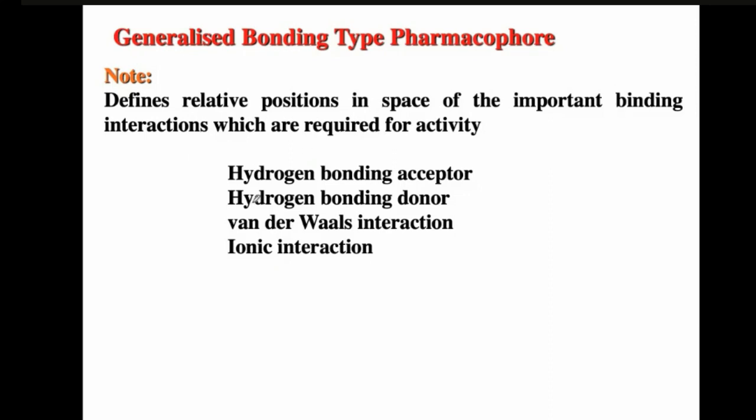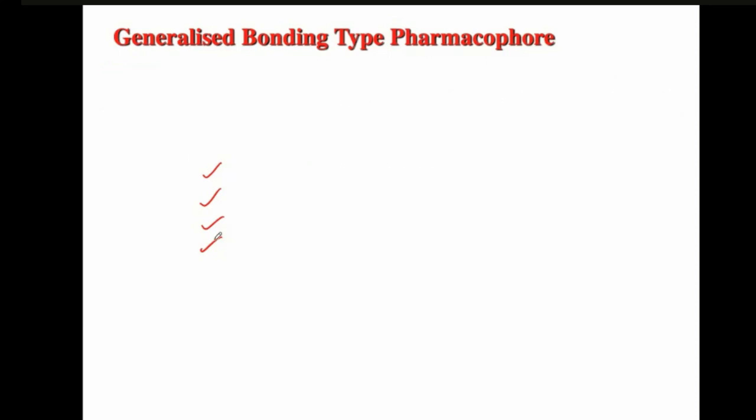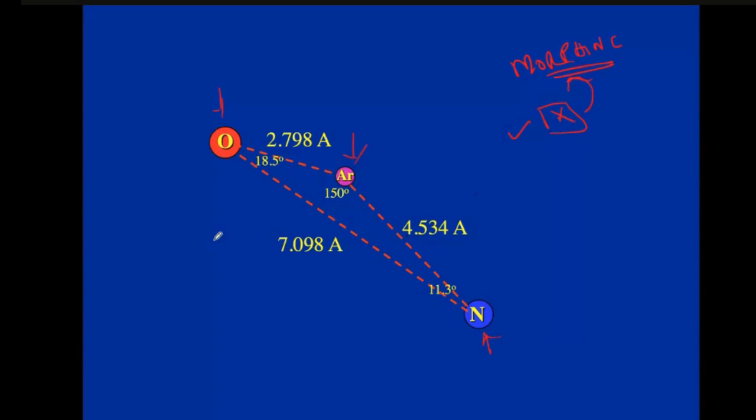So what are the interactions that we normally study in computational pharmacophore analysis? Like always, we look for the hydrogen bonding acceptor, hydrogen bonding donor, van der Waals interaction site, ionic interaction site. These are the interaction sites that we can map, right? So again, I go back to this, right?